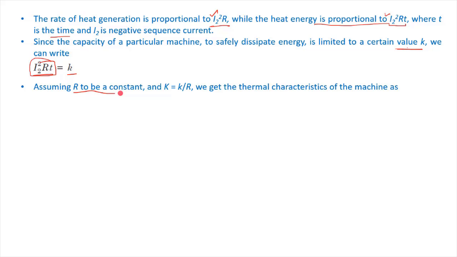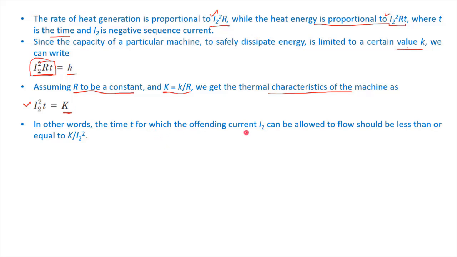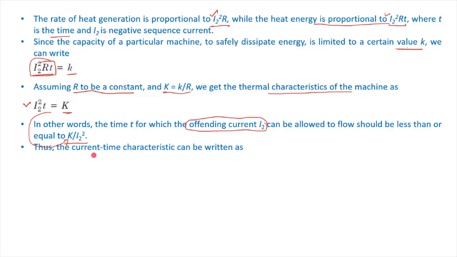Now assuming R to be constant, then capital K will become small k by R. So we get a thermal characteristic of the machine as I2 square T equal to capital K. In other words, the time T for which the offending current, because it produces the heat, can be allowed to flow should be less than or equal to K by I2 square. So T will be equal to K by I2 square. Thus the current time characteristic can be written as T less than or equal to capital K by I2 square. So this is the time for which your negative sequence current can flow in the stator.